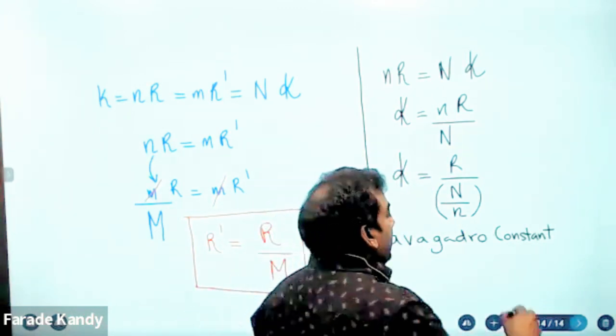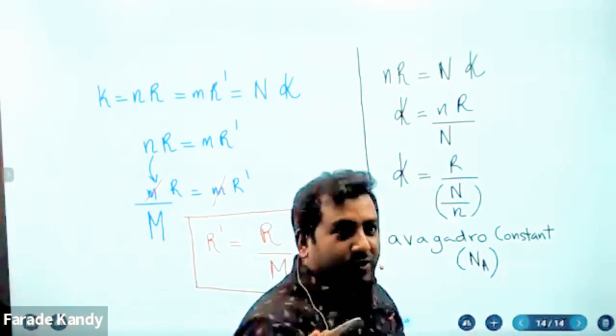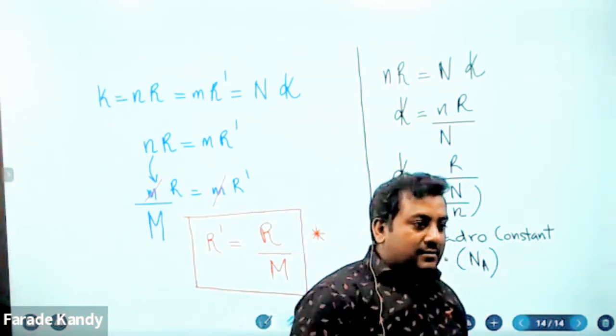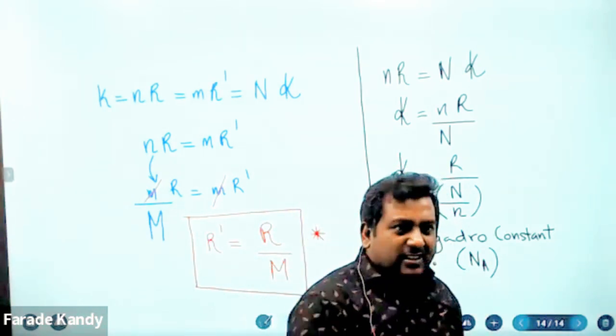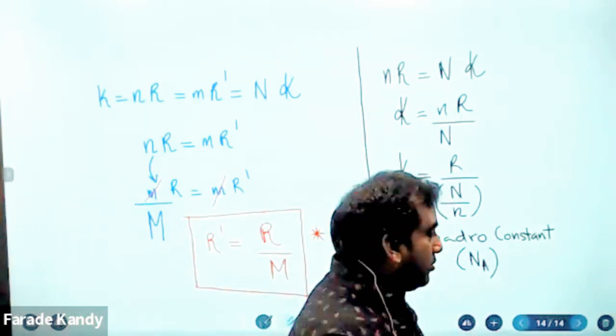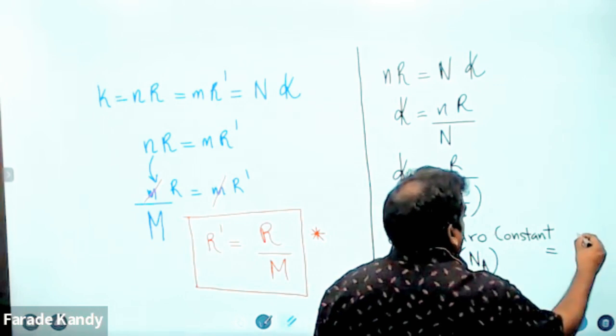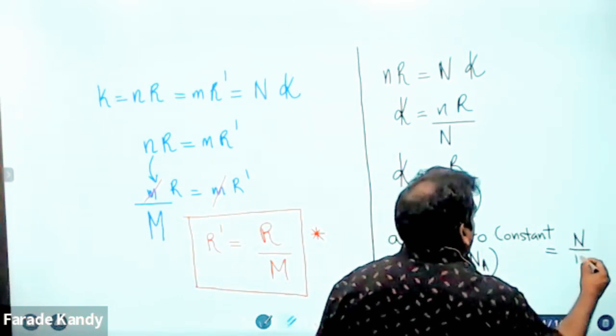In physics, the symbol we use is capital N_A, but the fellows in chemistry will use L. Clear? Don't worry, you can use L. There is no problem. But whatever you use, you define it. N_A, number of molecules per mole.